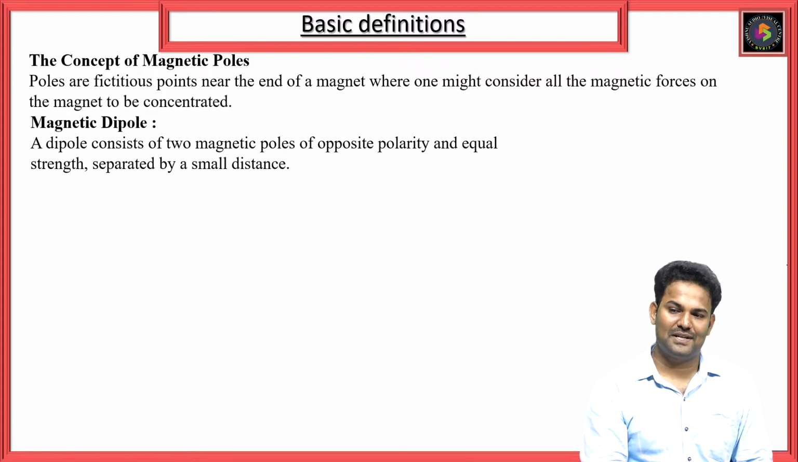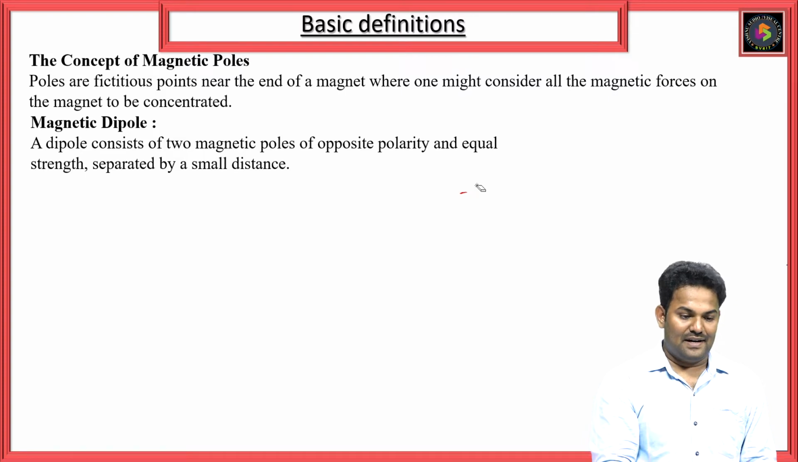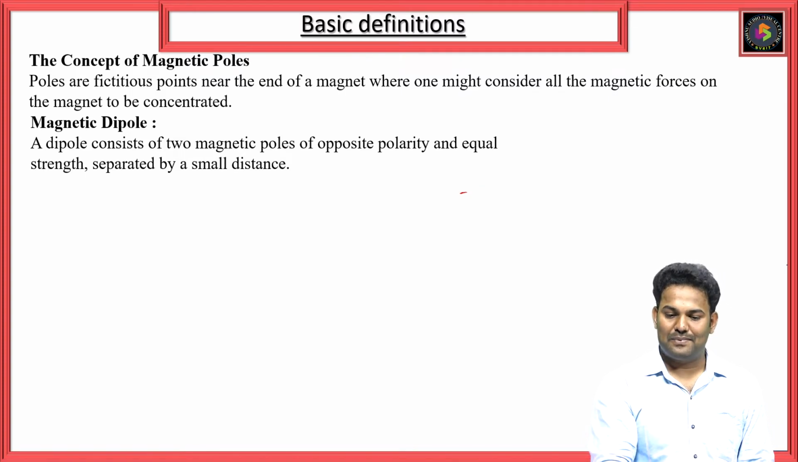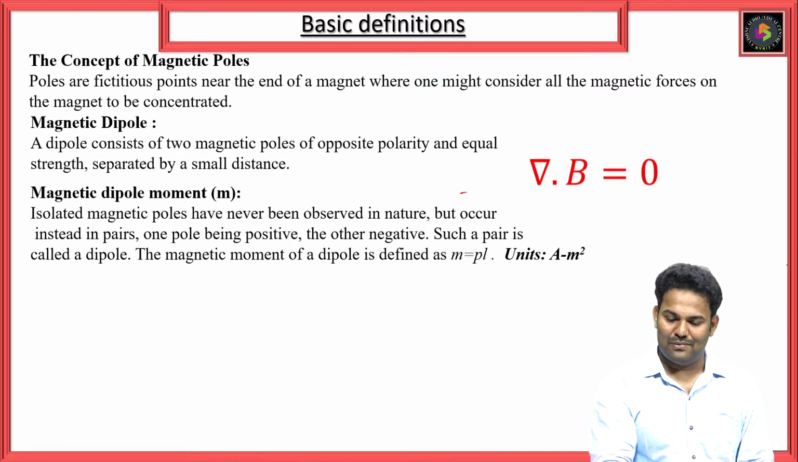The magnetic dipole moment. A dipole consists of two magnetic poles of opposite polarity and equal strength separated by a small distance. So this is a dipole, with a positive and a negative pole separated by a small distance. A magnetic dipole means a dipole consisting of magnetic poles of opposite polarity and equal strength separated by a small distance.